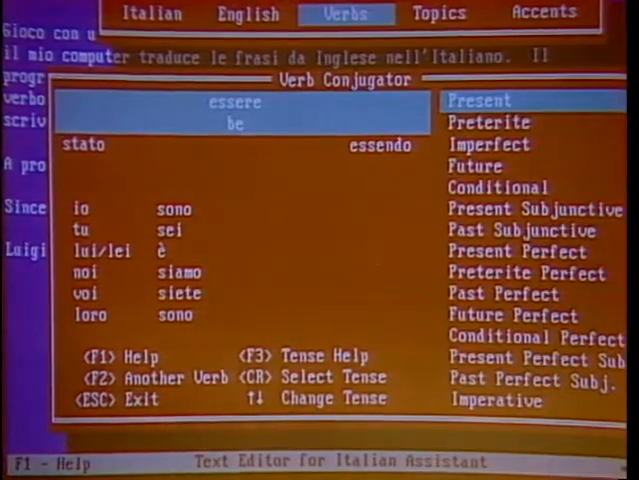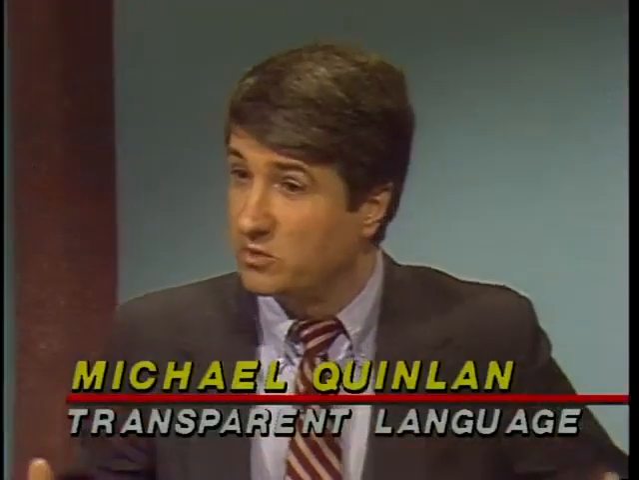All right, Michael, I'm going to ask you to slide the keyboard over to the other Michael here. And Michael Quinlan, your program doesn't really do translation in the same way, does it? Explain the difference in Transparent Language. No, ours is performed by a linguist, so it's perfect when you get it.